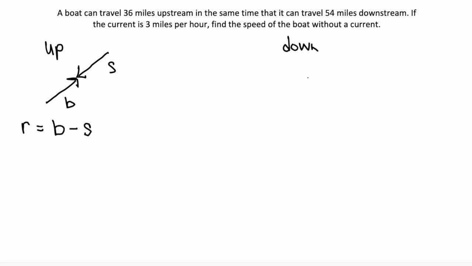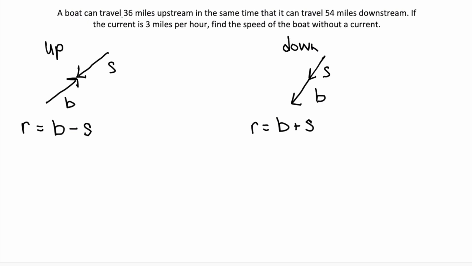Now, let's look at downstream. That means the stream and the boat go in the exact same direction. So the rate for that boat is the boat speed plus the stream speed. Now we can read the problem and fill in all of the other information.